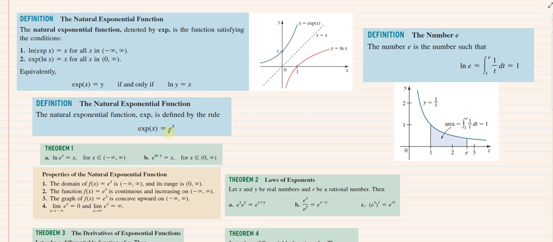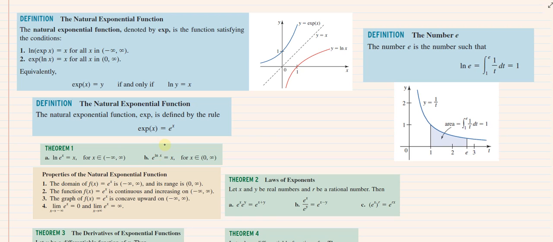An even more familiar form to you is actually this form, the next definition, which defines it in the form that we are familiar with. The natural exponential function is defined by the following rule: e to the x is the function. Theorem 1 looks at a couple of properties of the natural log and e to the x. Ln of e to the x is x for all real numbers x, and e raised to the natural log of x is also x for x positive.